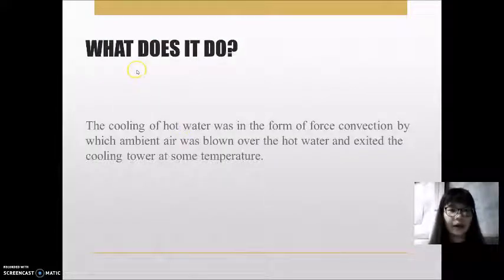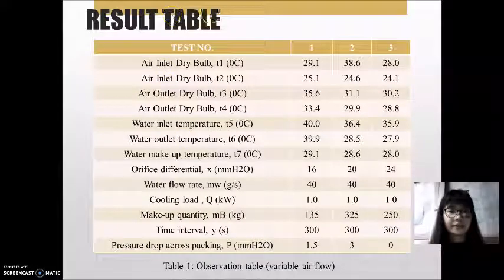Okay, what does the cooling tower do? The cooling of hot water is in the form of forced convection, by which ambient air is blown over the hot water and exits the cooling tower at some temperature. So this is the result table. The T1 and T7 are always the same.